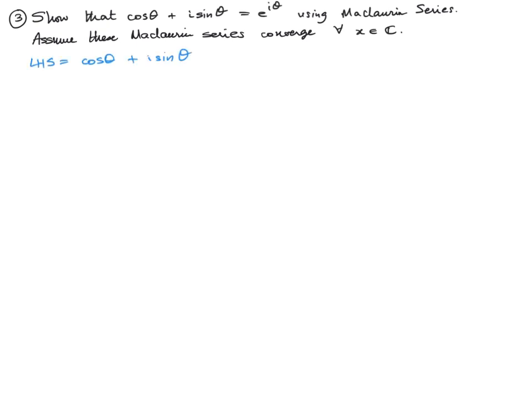So we start with LHS equals cosine theta plus i sine theta. The series for cosine theta is going to be this one. I used n this time for my index. The sum as n goes from 0 to infinity of negative 1 to the n, theta to the 2n over 2n quantity factorial, plus, and then I have i times this series, negative 1 to the n, theta to the 2n plus 1 over 2n plus 1 quantity factorial.